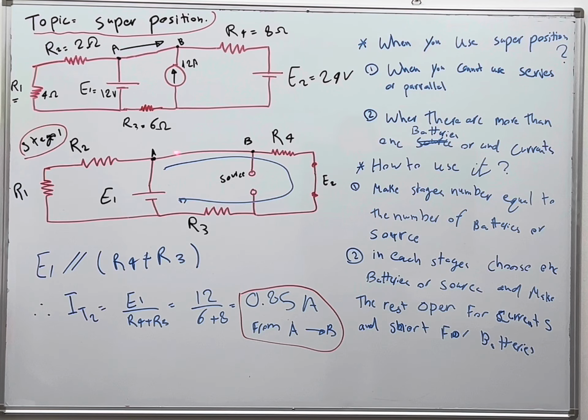It's obviously from A to B because the current from this battery will go one way from this direction and the other from the other direction. We don't need this one because they ask us for A to B, okay?